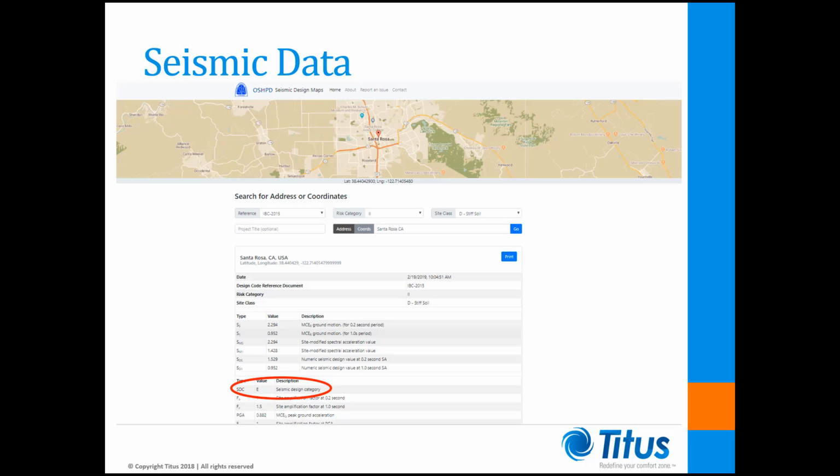One of the critical parameters of these workups provided is the seismic design category. It is a value between A through F as defined by IBC 1613.3.5.